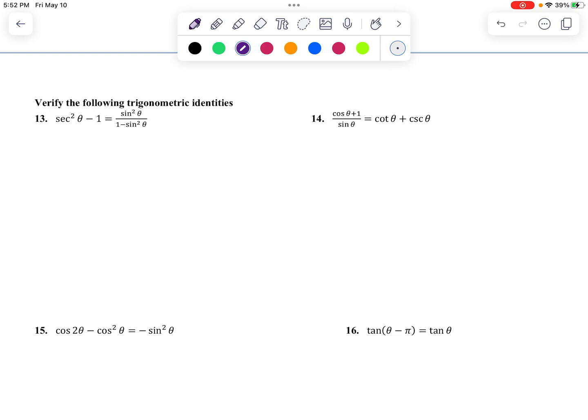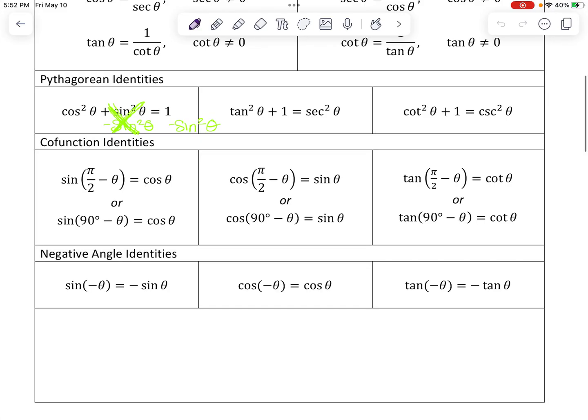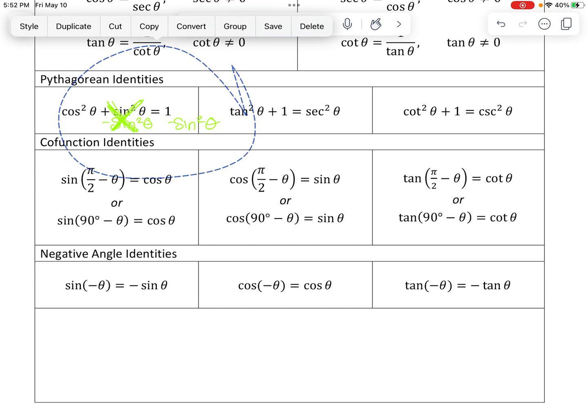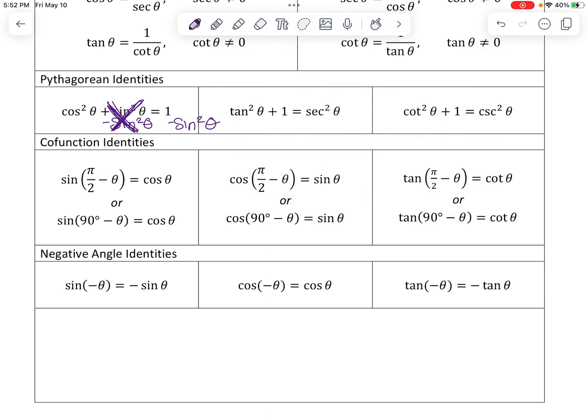Secant squared theta minus 1 is equal to sine squared theta over 1 minus sine squared theta. My angles are all the same, but I see a lot of squares. Pluses and minuses with 1s. So 1 minus sine squared, I still have that up here already even. Right here. So that is already what I want. Make that a little easier to see.